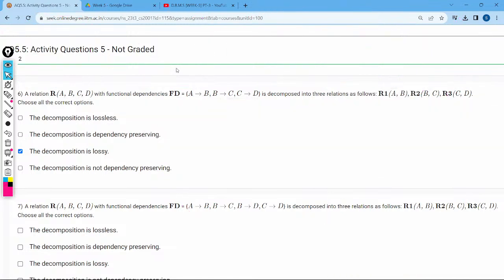Let's check for the functional dependencies. Does A arrow B exist? A arrow B would exist here in R1. Yes. Does B arrow C exist? Yes, it does exist in R2. Does C arrow D exist? Yes, it directly exists. So it is dependency preserving.